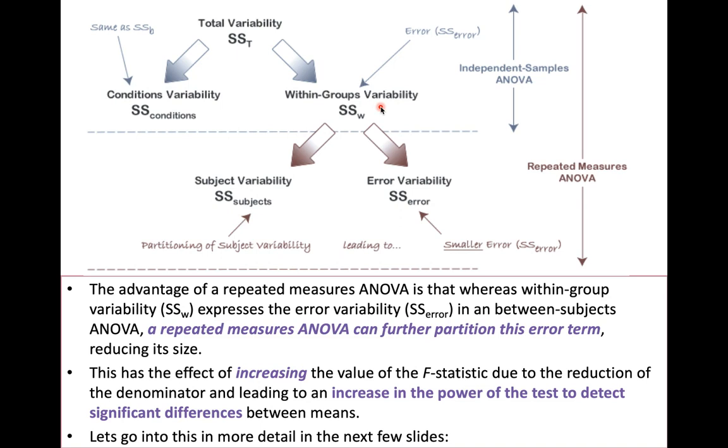What a repeated measures ANOVA allows us to do is take that within groups variability and ask the question, of this within groups variability, how much is due to the subject variability? Think of this as individual differences. How much of this is due to individual differences versus how much is due to unexplainable error that we don't have a source for.